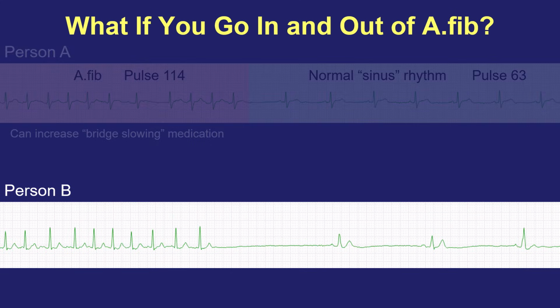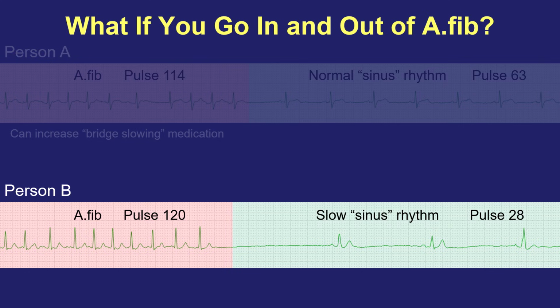Here's another person who's going in and out of A.Fib with a slightly different situation. On the left, they're going fast and irregular with a pulse around 120 beats per minute. But this person, when they pop back to normal rhythm, is going much too slow with a regular pulse that's 28 beats per minute.